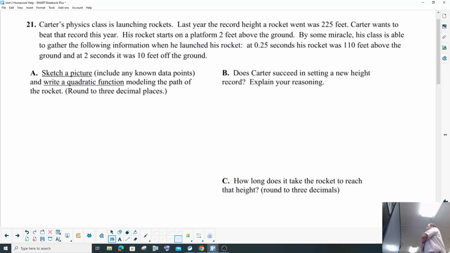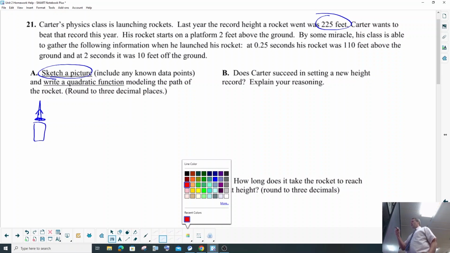Carter's physics class is launching rockets. Last year, the record was 225 feet. Carter wants to beat that record this year. His rocket starts on a platform 2 feet above the ground. Draw your picture. Sketch a picture. So we've got our platform with our rockets. That's kind of like a rocket, just weird looking rockets. 3, 2, 1. Lift off.